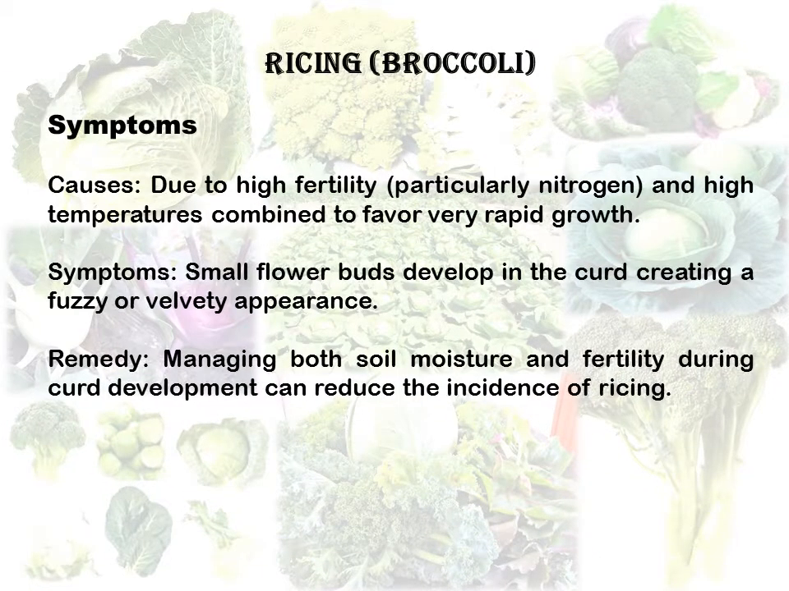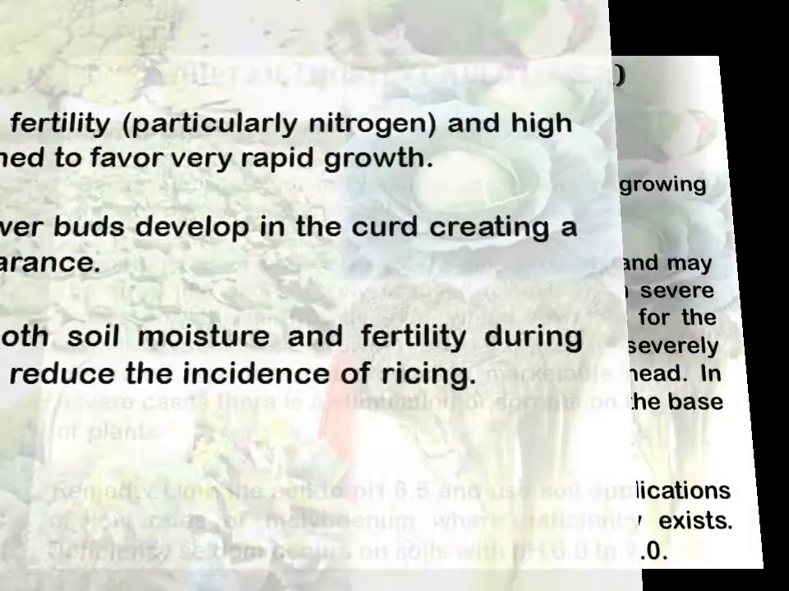Then, physiological disorders. Riceyness is generally found in broccoli. It happens due to high fertility, particularly nitrogen, and high temperature combined to favor very rapid growth. So if you apply high nitrogen and high temperature, it happens like that. The symptoms: small flower buds develop in the curd, creating a fuzzy and velvety appearance. That's why you have to keep nitrogen and moisture under control.